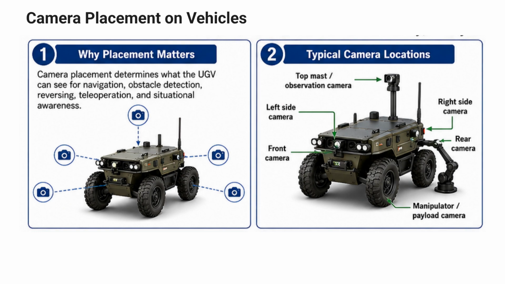A typical vehicle may use several camera locations. Front cameras support driving and obstacle detection. Rear cameras improve reversing and rear awareness. Left and right cameras help with side clearance and turning. A mast-mounted camera provides a wider and longer range observation view, while a camera near the manipulator or payload supports close-up inspection and precise operation. Therefore, camera placement should always be based on the specific function of each camera and the coverage required around the vehicle.